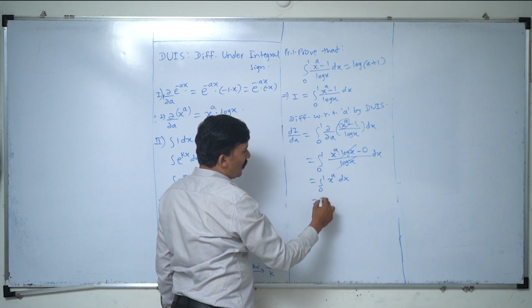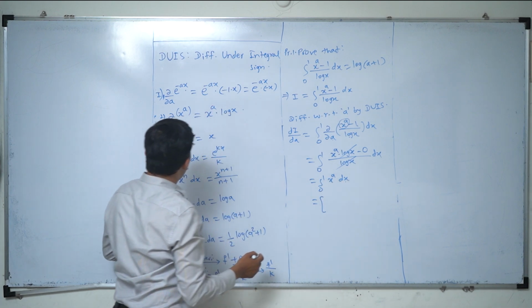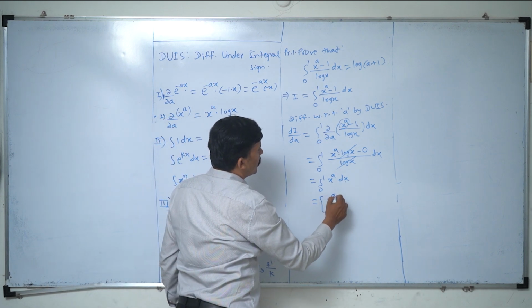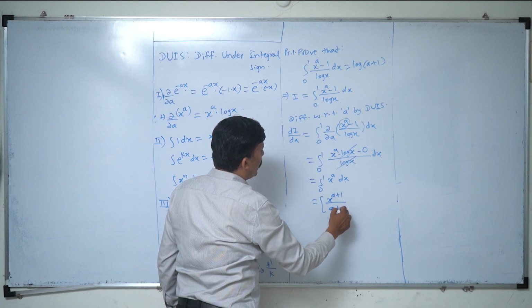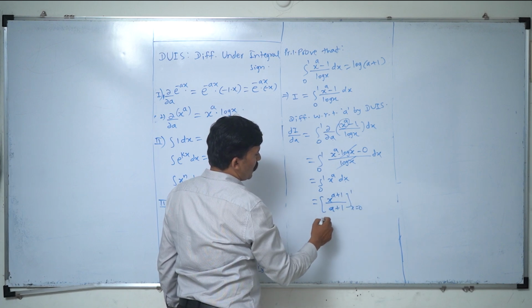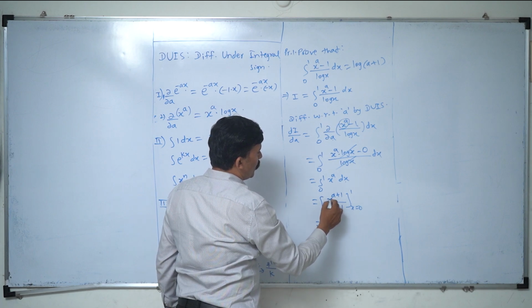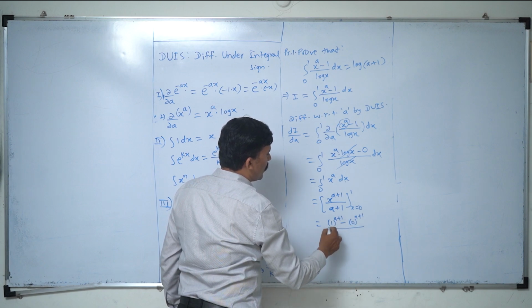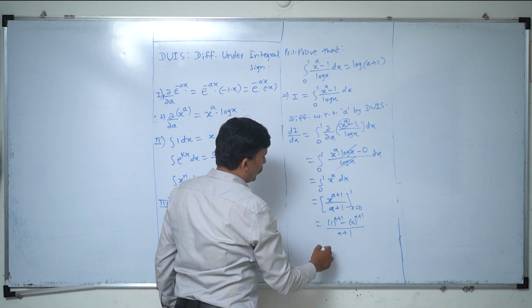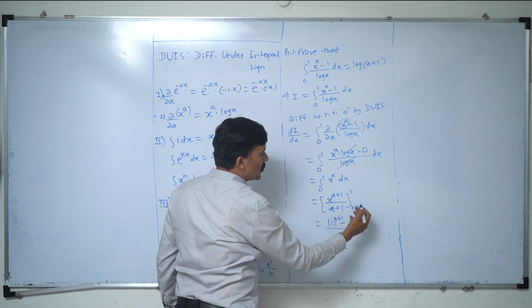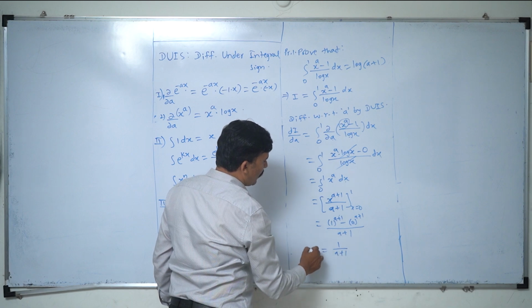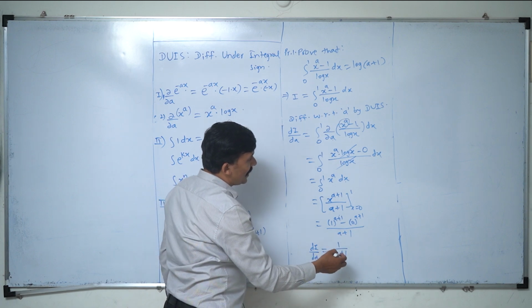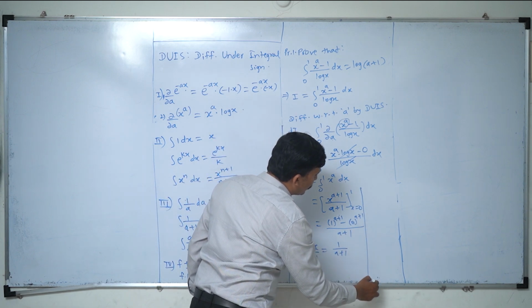Now integrate with respect to x. What is the integral of x raised to a? X raised to a plus 1 upon a plus 1, from x equals 0 to 1. So put x equals the upper limit: 1 raised to a plus 1 minus 0 raised to a plus 1, upon a plus 1. 1 raised to anything is 1, 0 raised to anything is 0. So 1 upon a plus 1, this is dI by dA. Now you can shift dA to the other side, integrate, then we get the final answer.